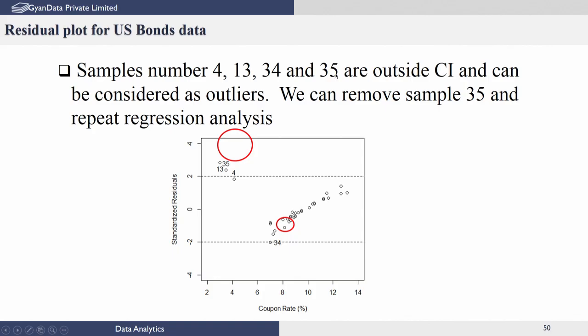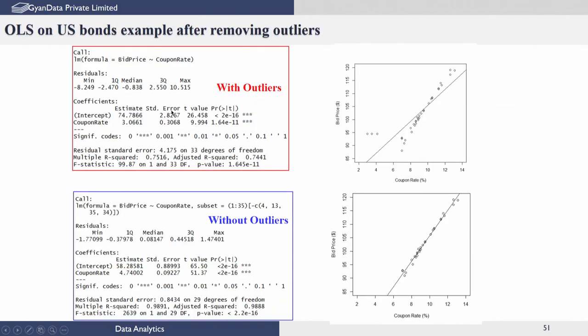As I said, that is not a good idea. Perhaps we should remove only sample number 35, which is farthest away from the boundary, with the residual of the largest magnitude, and redo this. Because of lack of time, I have just removed all 4 at the same time and then done the analysis. My suggestion is you do one at a time and then repeat this exercise for yourself. Here we have removed these 4 samples, 4, 13, 35 and 34, and run the regression analysis again.